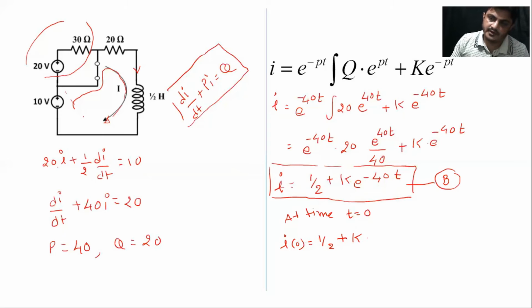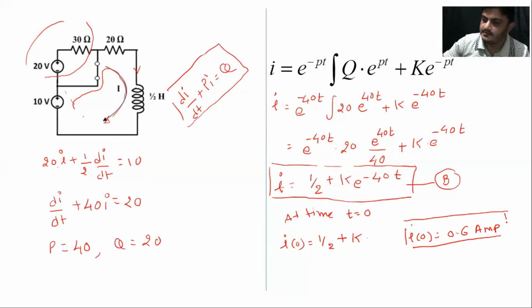What is the value of current at time t = 0? We already calculated the current I(0) at time t = 0 in our previous slide. I(0) is equal to 0.6 ampere, right? So it means that at time t = 0, the current flowing through the inductor is equal to 0.6 ampere.